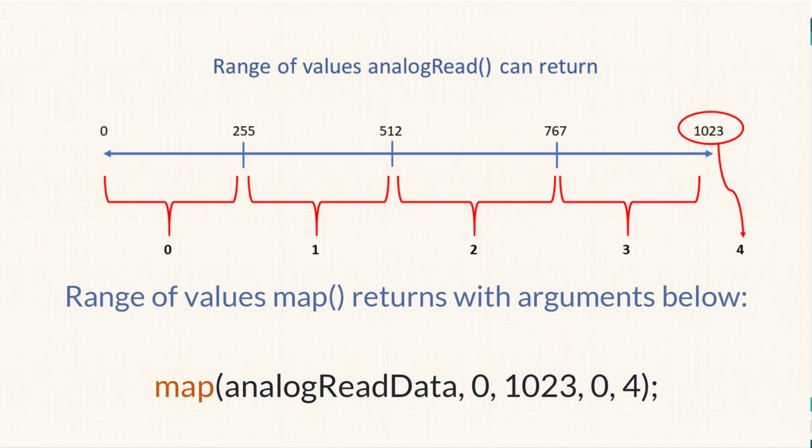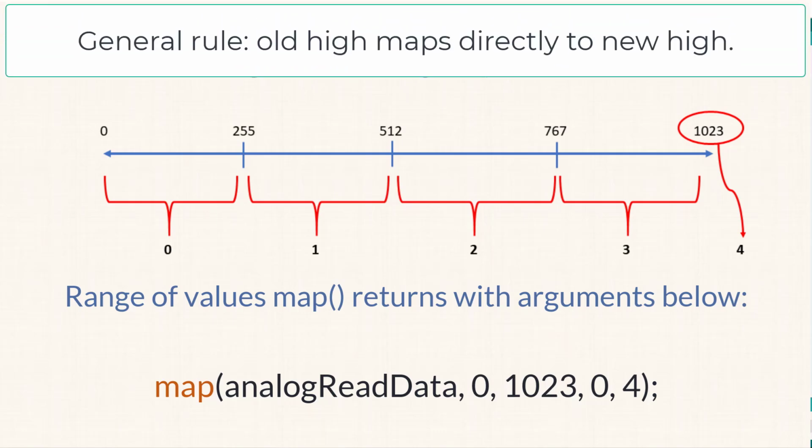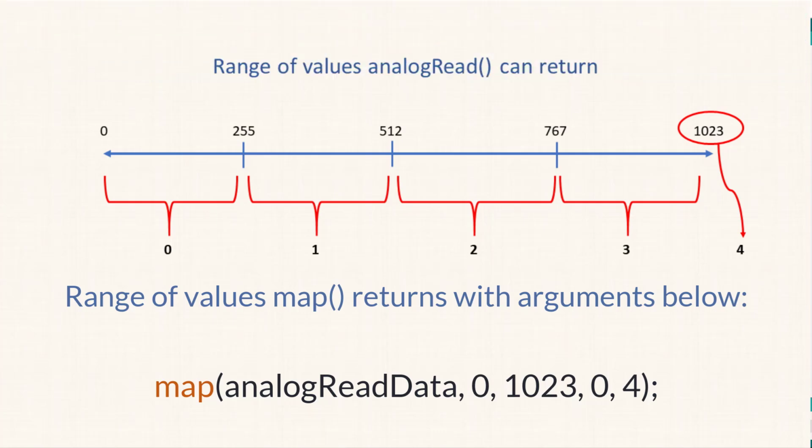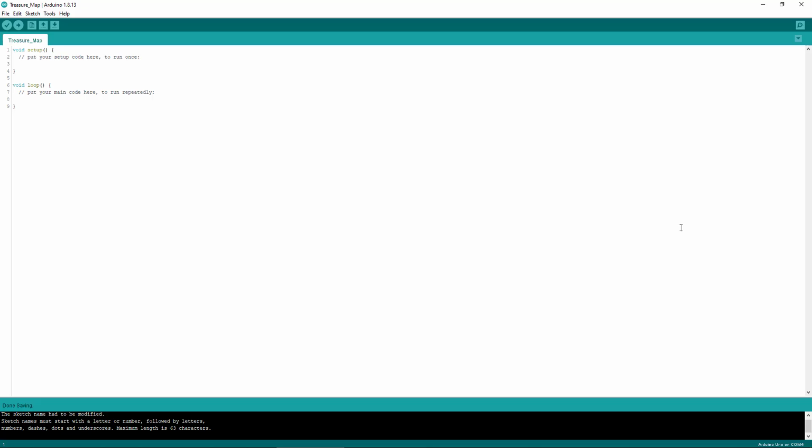As a general rule, the old high always maps directly to the new high. So, for example, if the old high were, say, 10,000 and the new high was 100, the only number that would map to 100 would be 10,000. And this is just the way the algorithm works. I'll throw a link down there to the Arduino reference where you can see the surprisingly short algo behind map. And algo is short for algorithm, by the way.